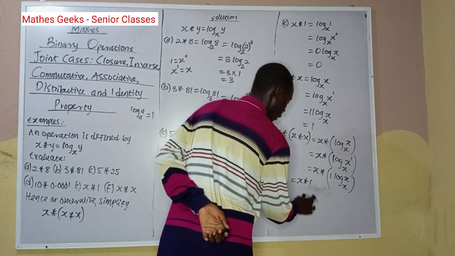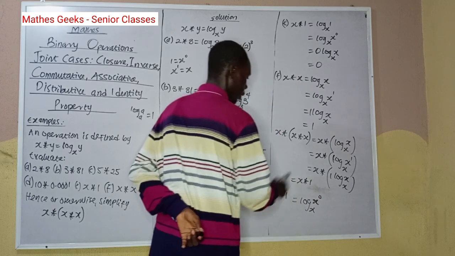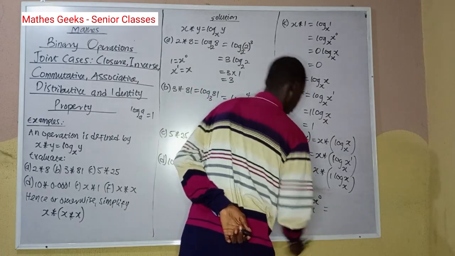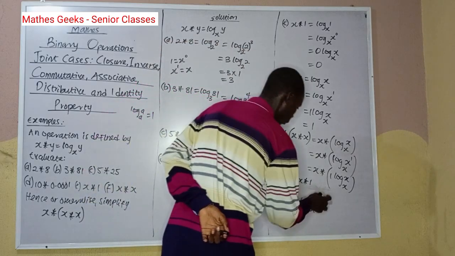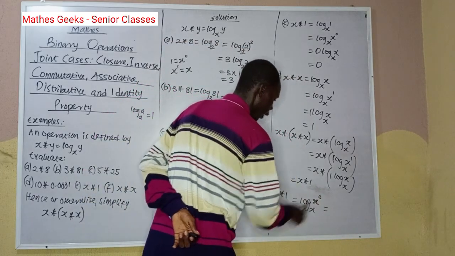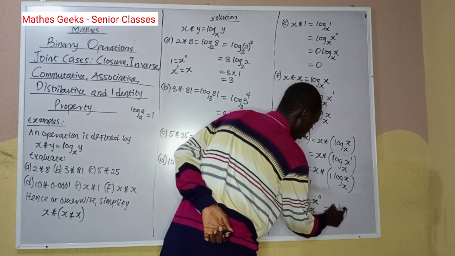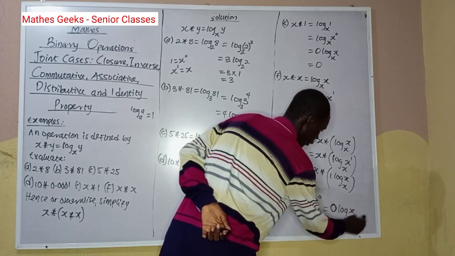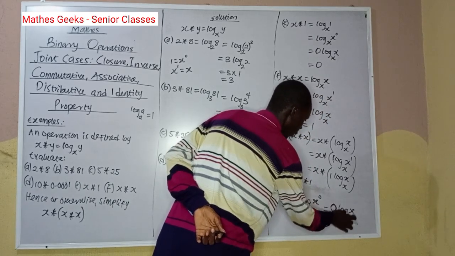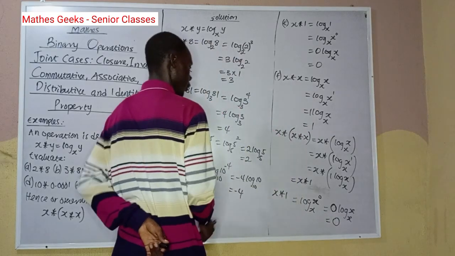Why is it 1? That is x raised to 1 is equal to x raised to the power 0. And that will give us x raised to the power 0 is equal to 0 log x. Log of x to x is 1. 1 times 0 is 0. So the final answer is 0.